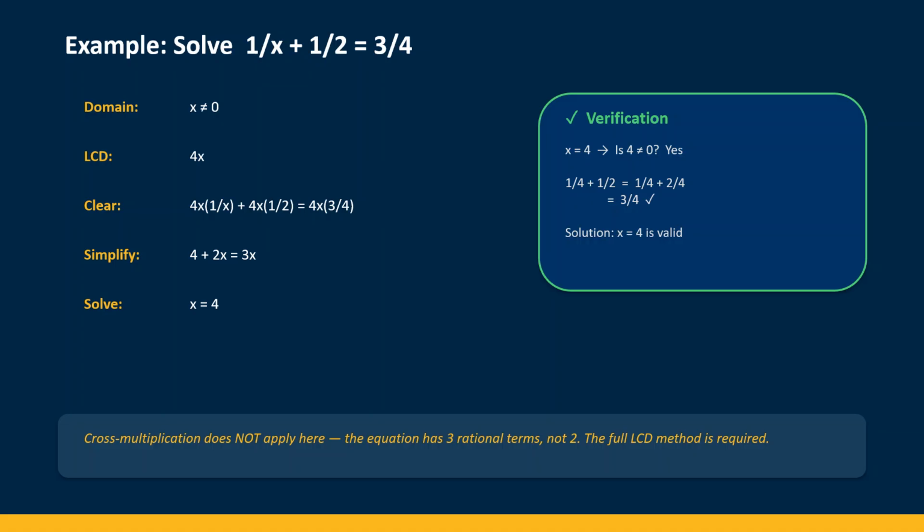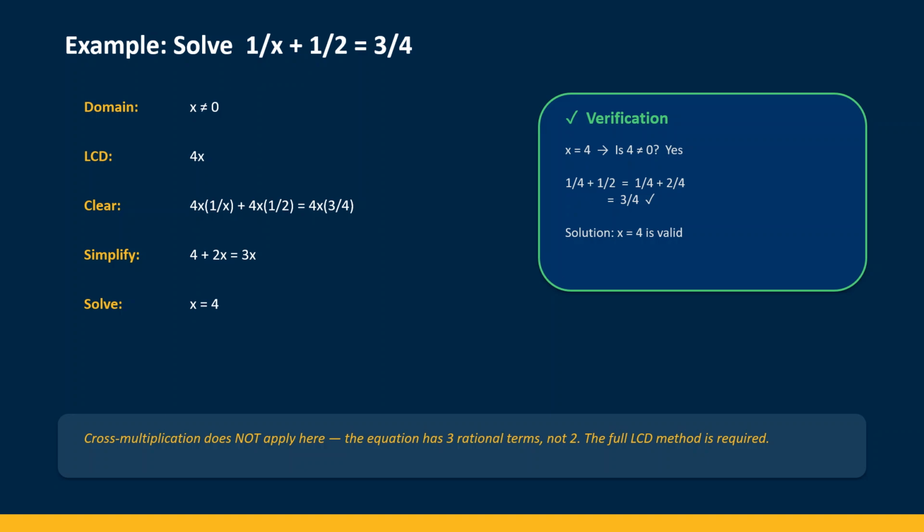Step 5. Verify. The candidate x = 4 does not coincide with any domain restriction. It is not 0, so it remains in the domain. Substituting back into the original equation, 1/4 + 1/2 = 1/4 + 2/4 = 3/4, which equals the right-hand side. The solution x = 4 is confirmed as valid.